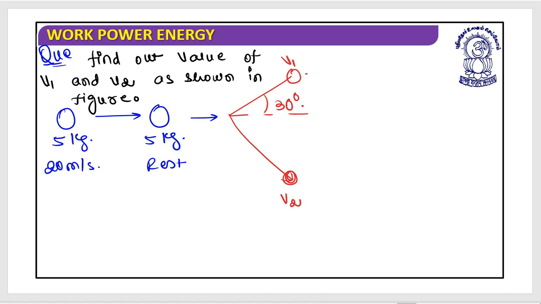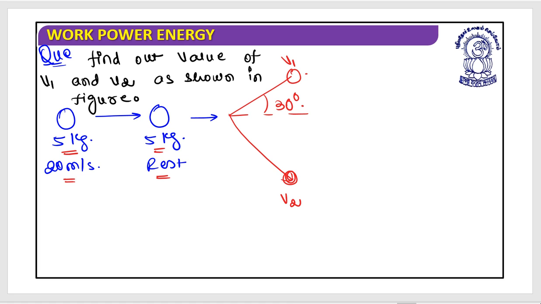So you need to calculate the value of v1 and v2. What we can do now, first thing we understand is that both are identical bodies, 5 kg and 5 kg. One is moving with 20 meter per second while another is at rest.